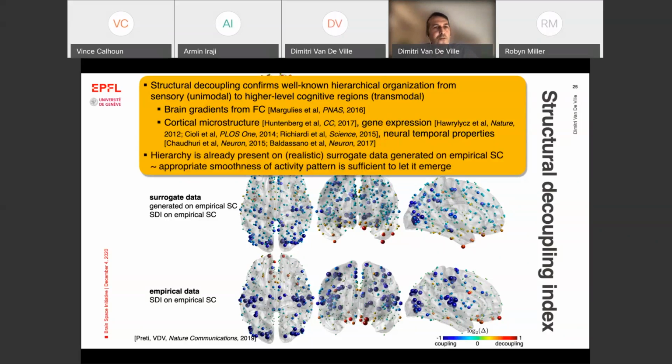Now, what is a bit striking also is that this hierarchy is already present when we use the surrogate data. It's of course stronger when we use the empirical data, but already for the surrogate data, we can clearly identify this hierarchy, which probably in a way means that if we have appropriate smoothness of activity patterns, that is actually sufficient to let this hierarchy emerge as characterized by structural decoupling.